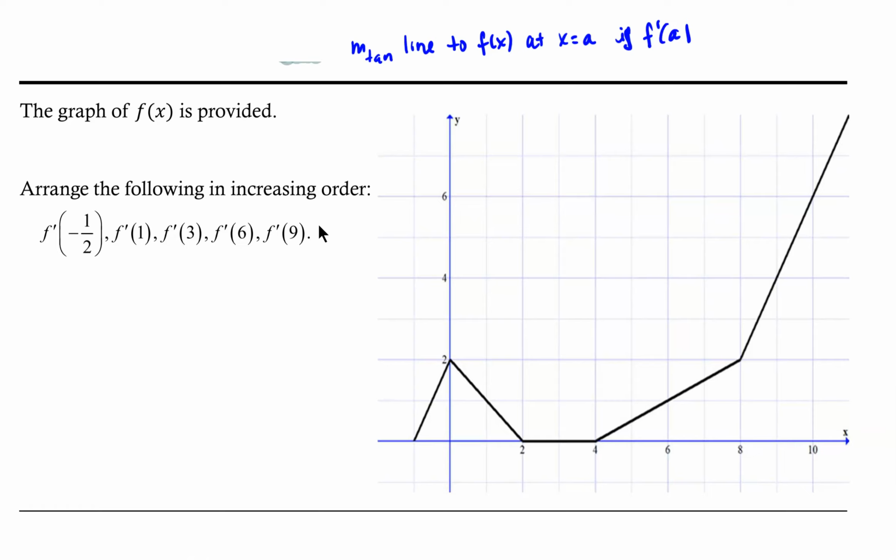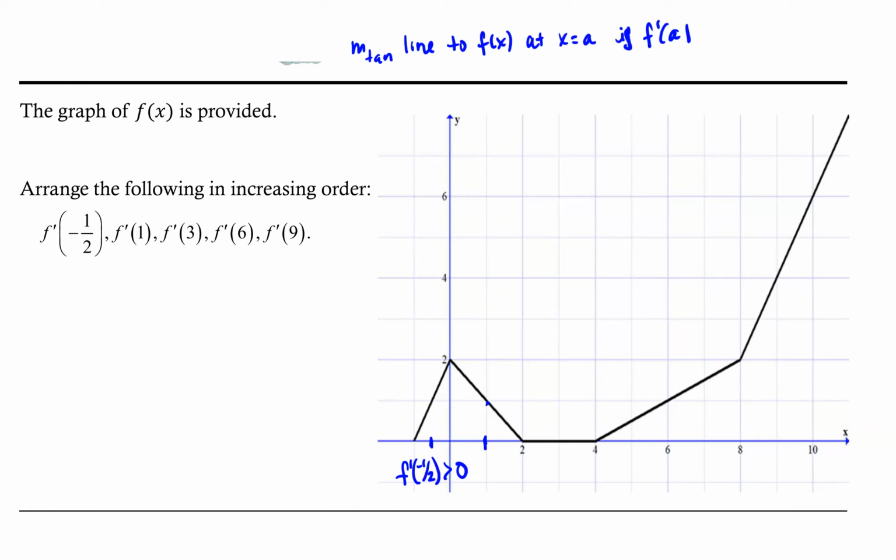So let's start by looking at negative 1/2. So negative 1/2 is right about here. And it appears that the slope of this tangent line is positive. So f prime at negative 1/2 is positive. Let's look at f at 1.